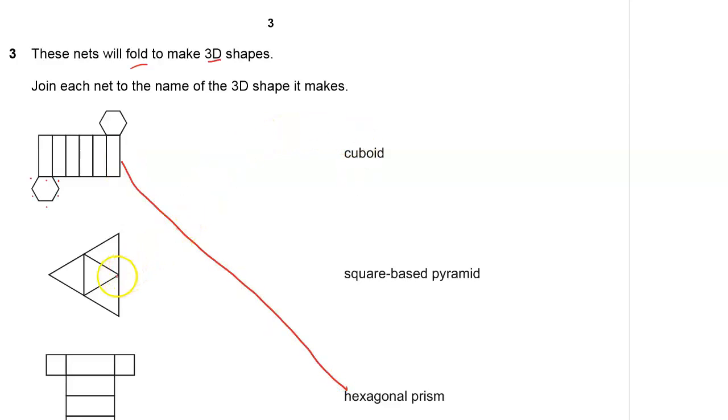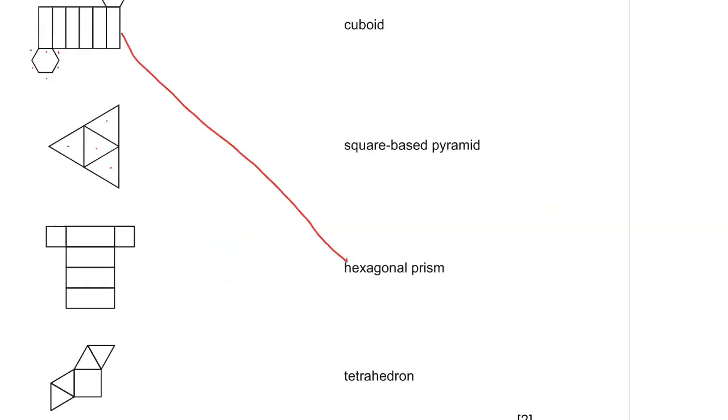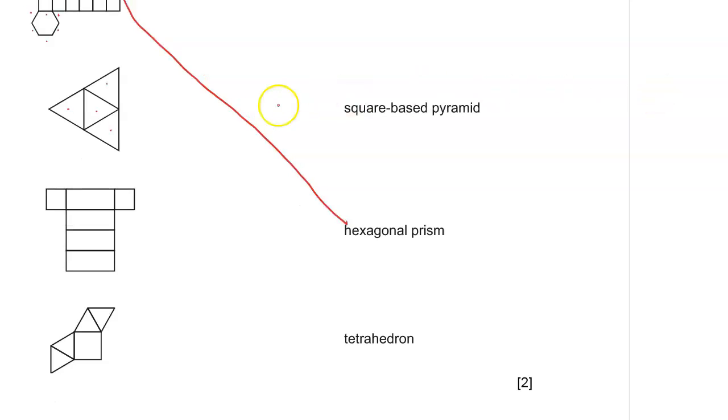The next shape will have four sides, 1, 2, 3, 4, in the shape of a triangle. Therefore, that should be tetra. So draw a line from there to tetrahedral.